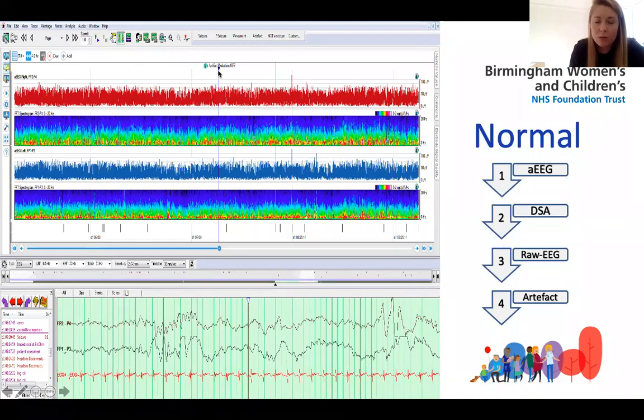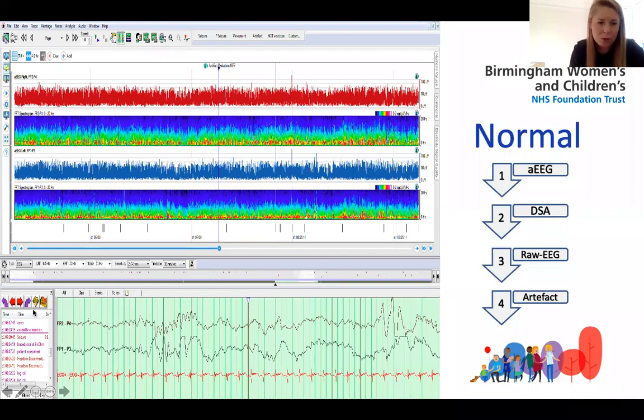When you're in review mode, you've got this blue line up. This is the corresponding 60 seconds that you're looking at. You can either use your arrows or you can scroll with your finger. It's an interactive screen. And it will move the raw EEG along. And as you do that, it will move the blue line so that you can see and scroll through.